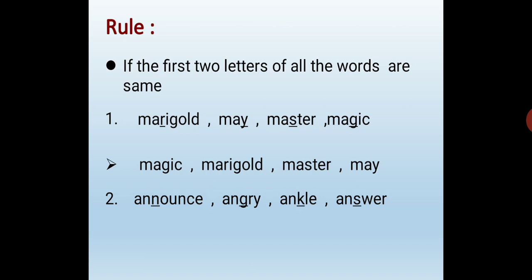Among these four letters, which letter comes first in their sequence? Just think about it and write the answer as per their order. Now tell me, which letter comes first in order? Angry, then ankle, then announce, and then answer. So what is our answer? Yes, the order is angry, ankle, announce, and answer. I hope you will understand this rule properly.